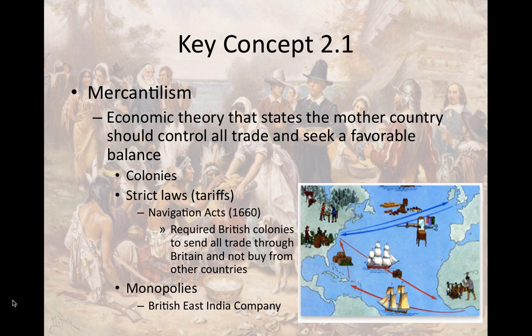For example, the Navigation Acts, which were passed by Britain in 1660, required British colonies to send all trade through Britain and not buy from other countries or other colonies, and weren't really followed. But we'll get back to those in period 3, so you just hang on to your hats regarding those Navigation Acts. And then finally, you needed things like monopolies, like big companies, to sort of facilitate this trade and to oversee it.